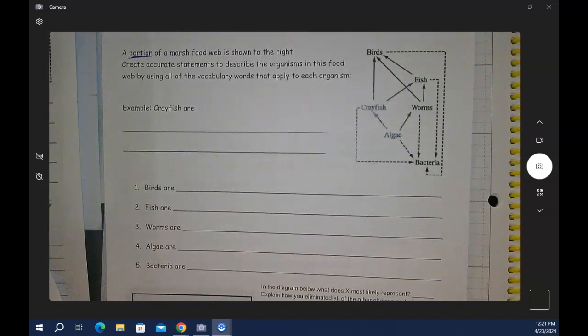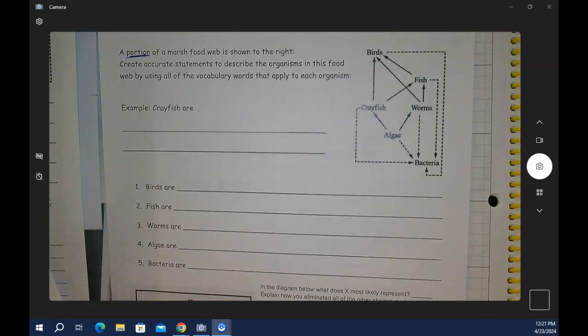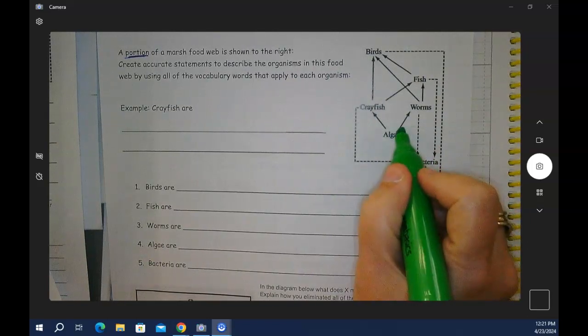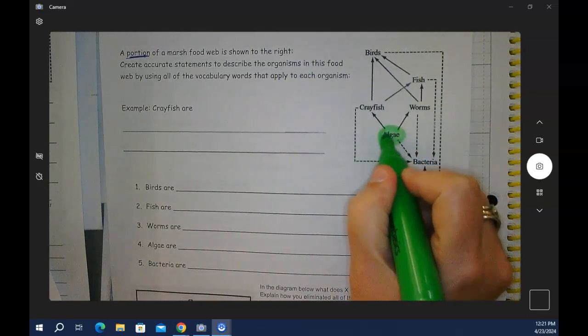So the first thing I told you to do whenever you see a food web, if you're going to analyze it, is to find the producers. And you'll know they're the producers because they only have arrows going out. They don't have any arrows going in. And so you're going to circle them. So looking at this food web, find the producer. Circle it. And you should have circled algae.